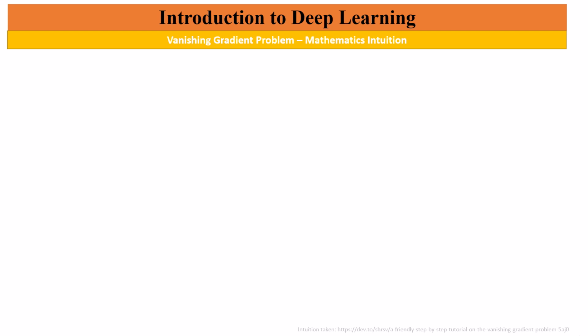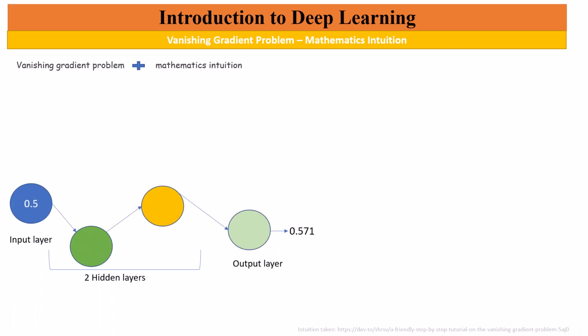In video 13, we explained the vanishing gradient problem in simple terms, avoiding complex math. Now let's dive deeper. This time with the mathematical intuition behind it. Similar to video 13, we will analyze a 3-layer neural network, 2 hidden layers plus 1 output layer, using sigmoid activation. We will follow this approach.